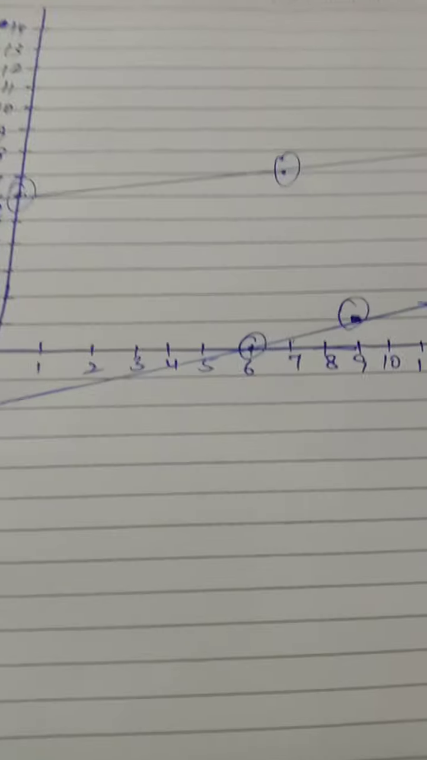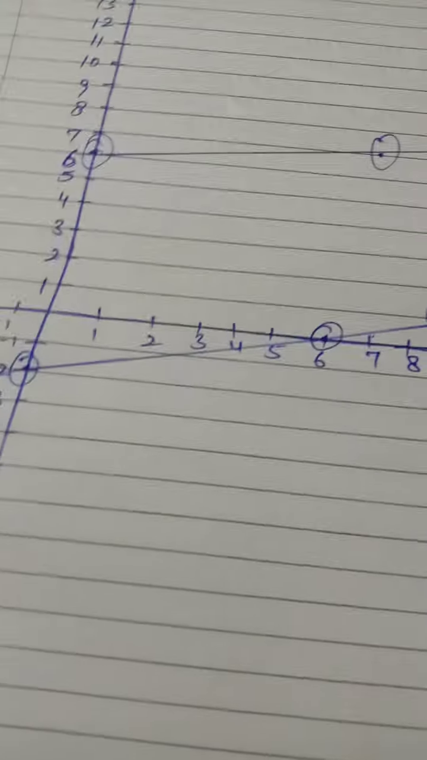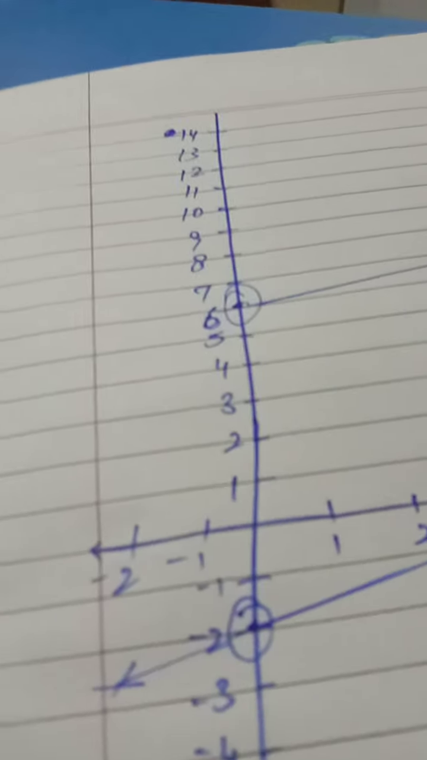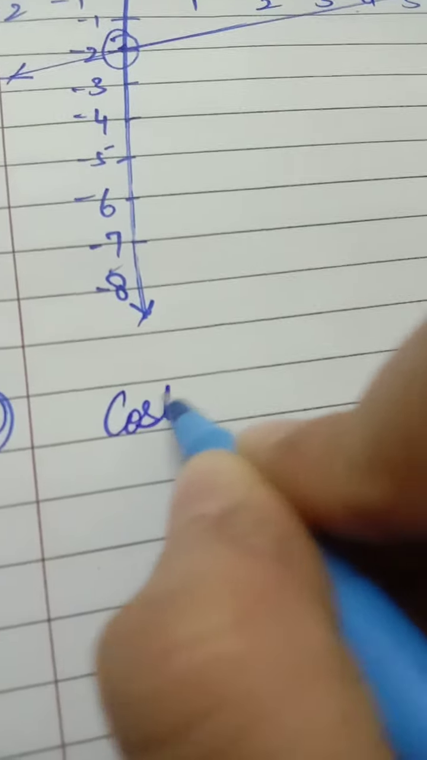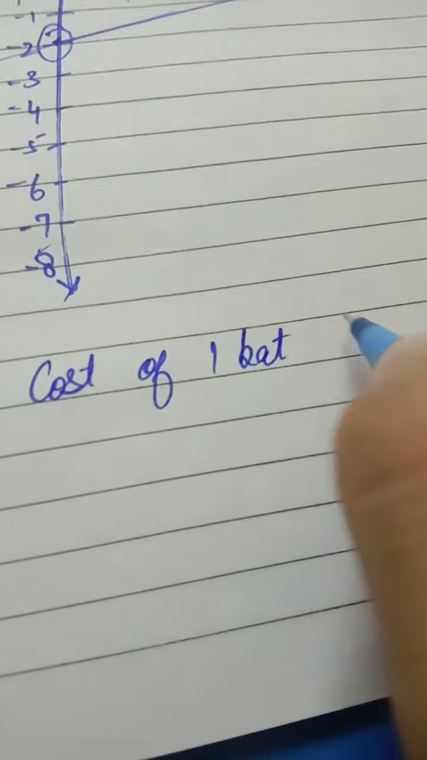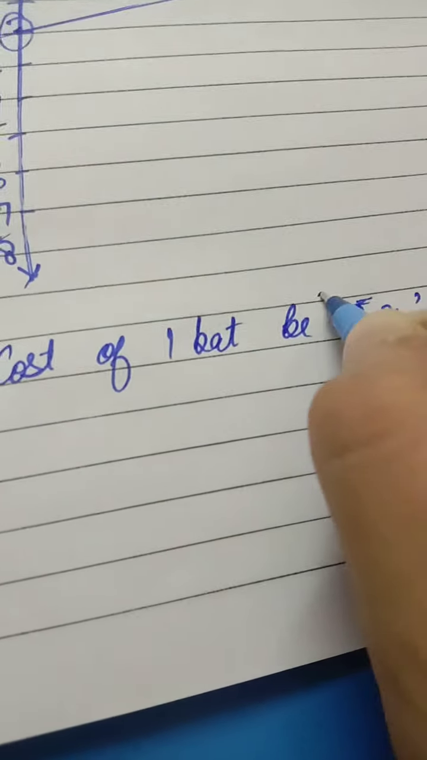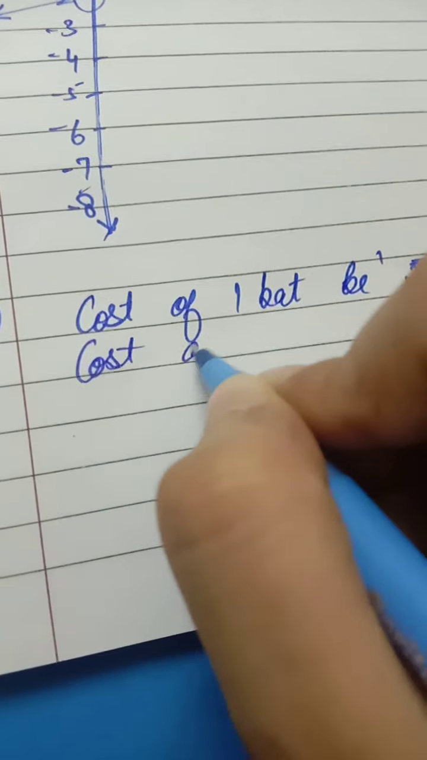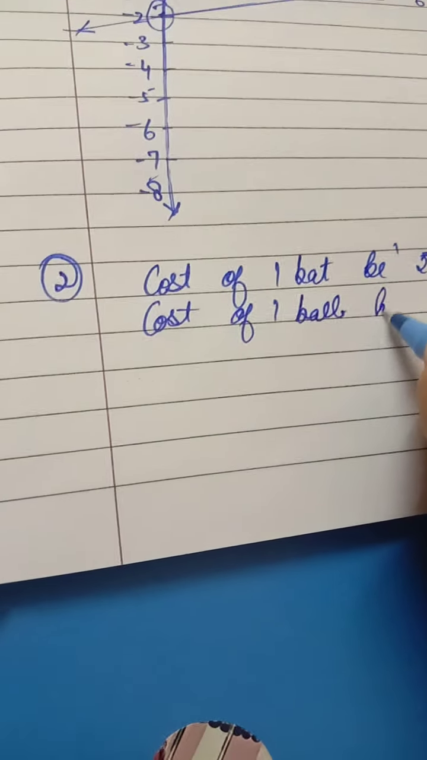So let's now go for the next question. The next question is as follows. The coach of the cricket team buys 3 bats and 6 balls for 3,900 rupees. Let us first write the first statement: cost of 1 bat be rupees x and cost of 1 ball be rupees y.